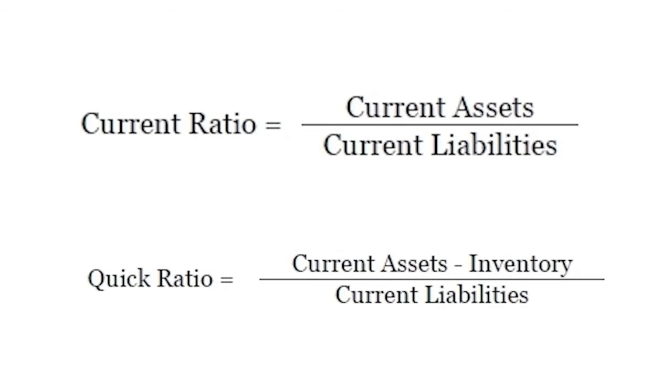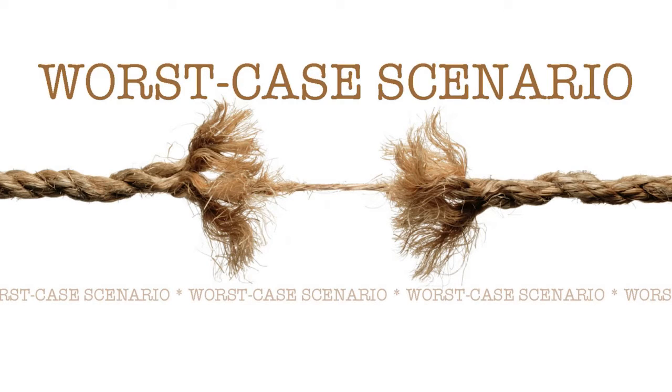The difference between quick ratio and current ratio is that the calculation of quick ratio excludes the inventory balance. This is done in order to provide a worst-case scenario assessment. How well would the company be able to fulfill its current liabilities if sales are slow? That is, if inventory is not convertible to cash.